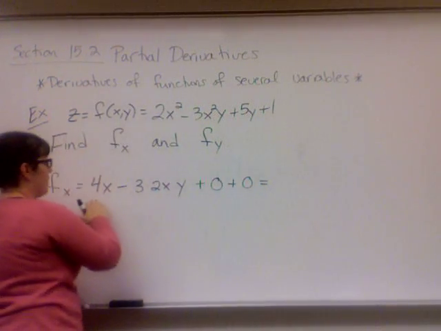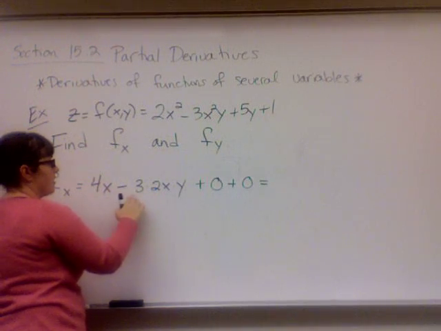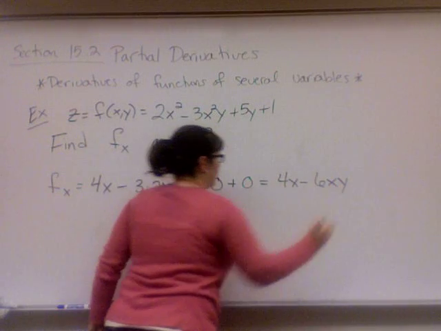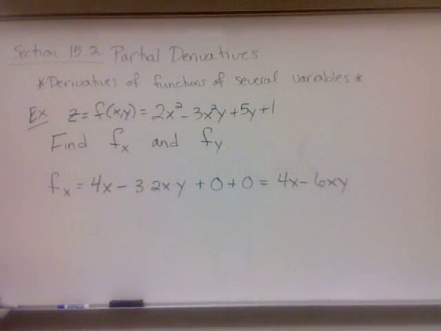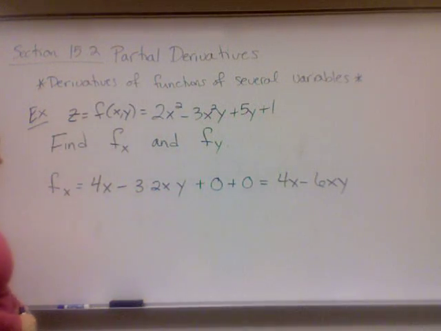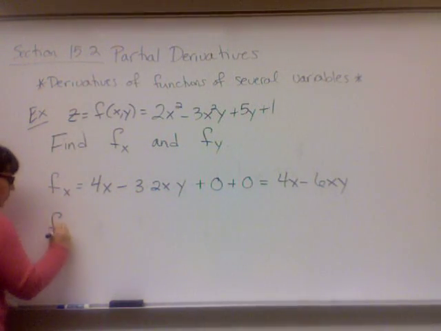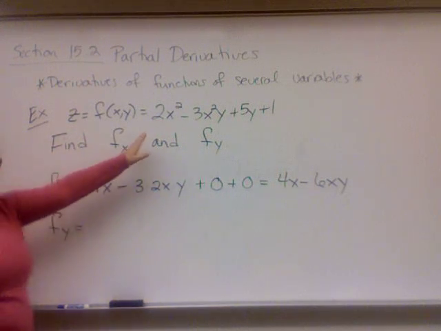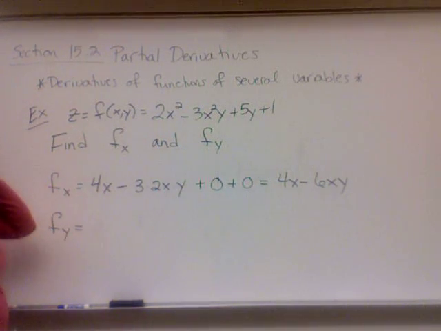Okay, so simplifying here, I get 4x minus 6xy. And that's our first partial derivative, okay, with respect to x. Let's do the same thing with respect to y. Now, who is considered the variable? The notation is telling us that y is considered the variable. Any x's you see in that function up there, in the function f, those are all considered numbers.